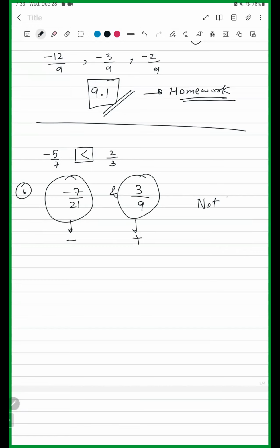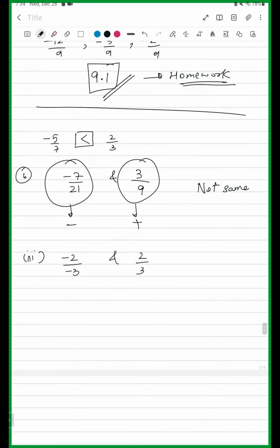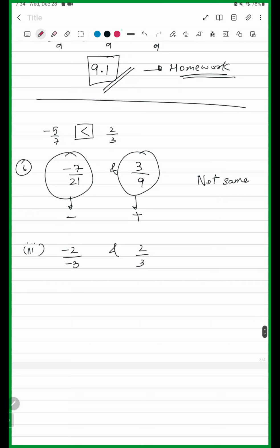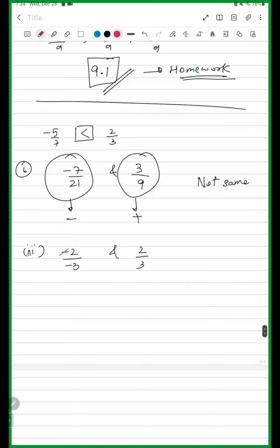So what about the third one? Yes, tell me about the third one. What do you think? They are not the same. Why? Because one side is negative and the other side is positive. Child, this is negative. What did we see? That negative negative gets cancelled or not? Oh, yeah, yeah. They are the same. They are equal. Okay?